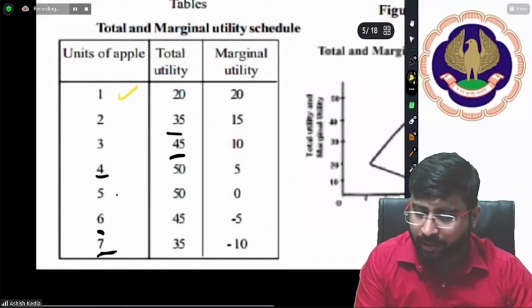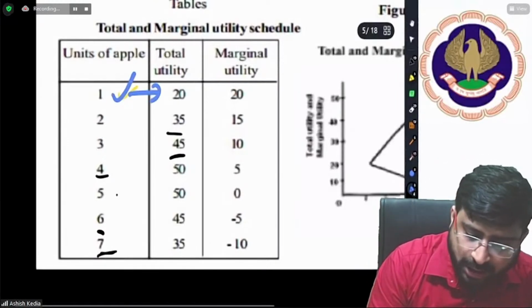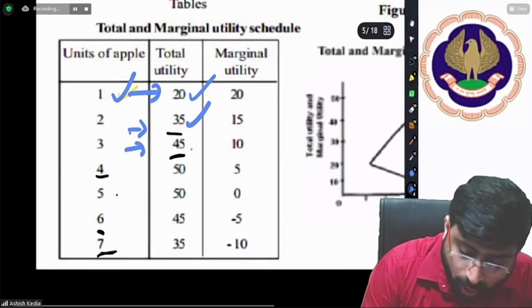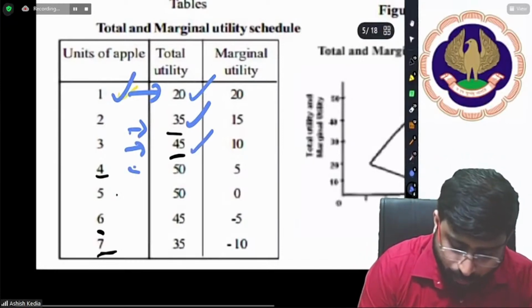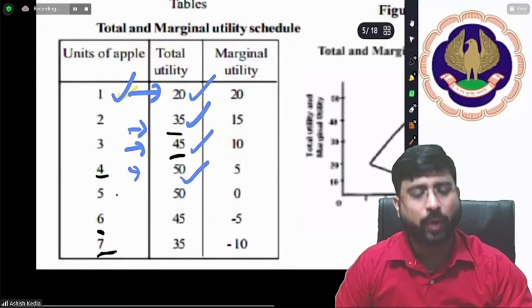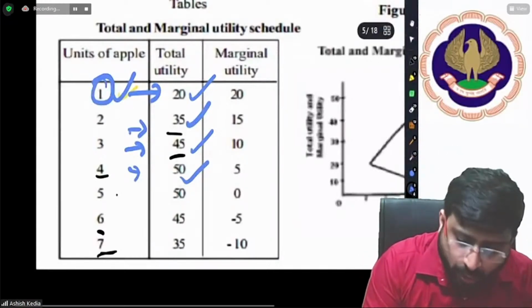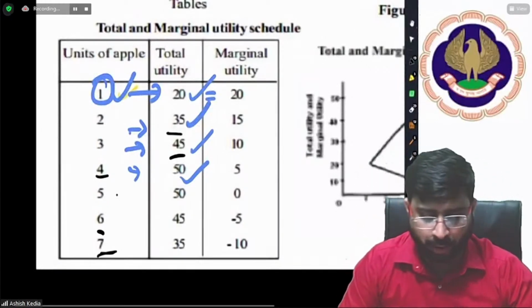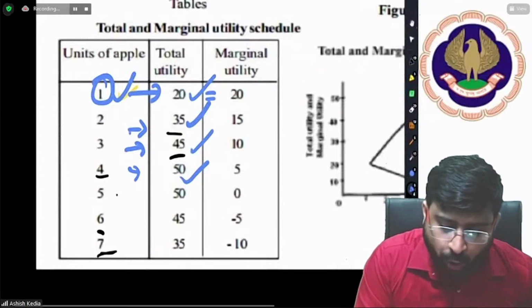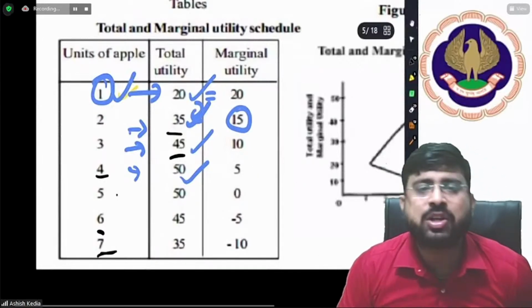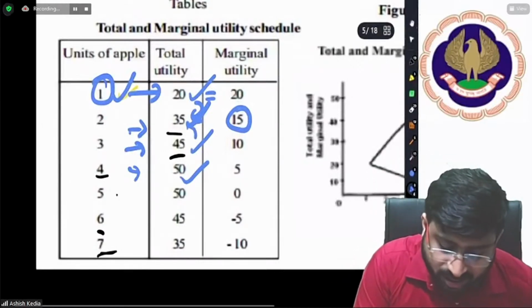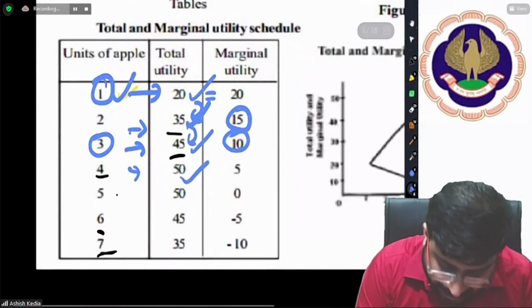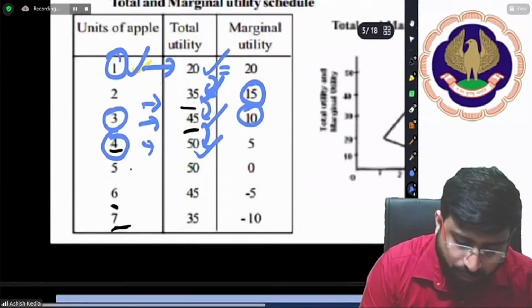See, the first apple you consume, as you can see from this example, total utility is 20, very good. Second, total utility 35. Third, total utility 45. See, total utility is rising. Fourth, total utility is 50. Now up till this point, you see what is marginal utility. For the first unit, TU equals MU. But when you consume the second unit, the TU has increased only by 15, so the marginal utility of the second unit is 15. In the third case, it has increased by 10, so the marginal utility of the third unit is 10. Again, it has increased by 5, so the marginal utility of the fourth one is 5.